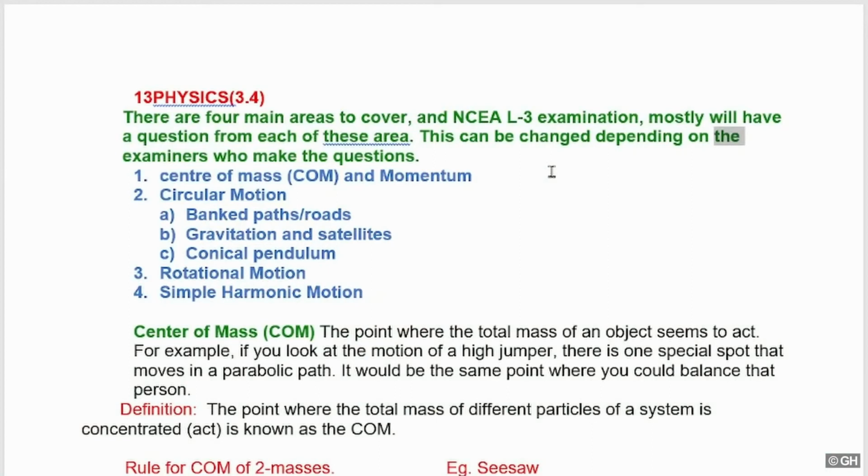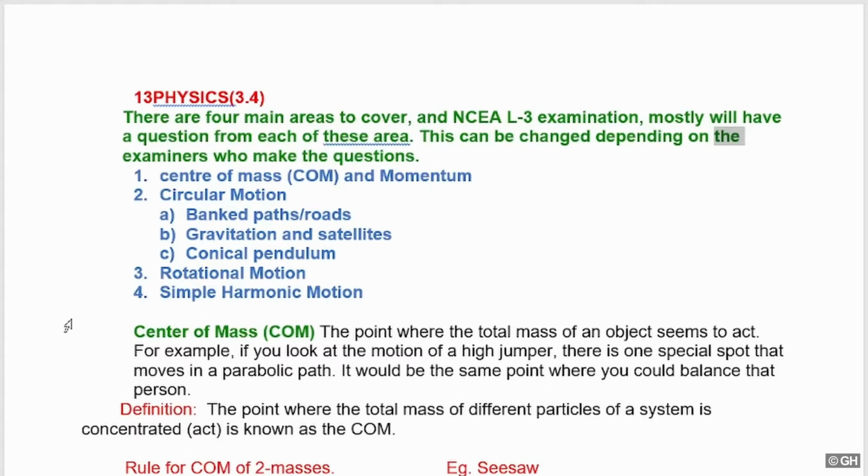We are going to look at physics 3.4, the first unit. Under 3.4, there are 4 main areas: center of mass, circular motion, rotational motion and simple harmonic motion. So these are the major areas that we will be looking at.